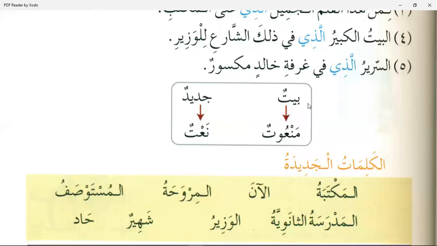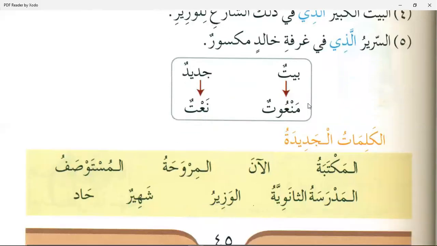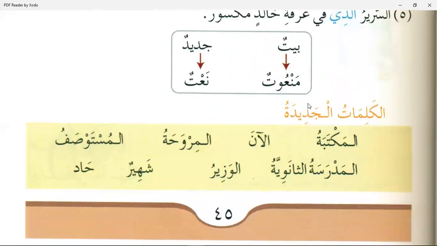Next we have, Bait is manut and Jadid is naat. Naat meaning adjective. Al-kalimatul jadida. Mr. Rizwana, read. Yes. Al-maktabatu al-ana. Al-mirwahatun. Al-mustawsafu. Al-madrasatu. Madrasus sani. Sanawiyyatu. Al-waziru. Shahirun.